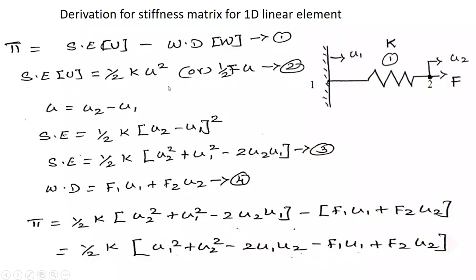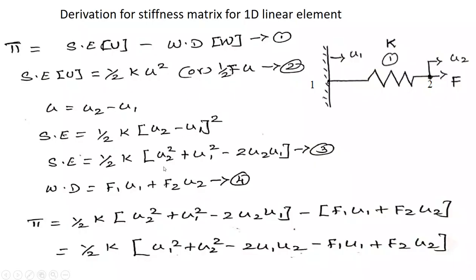Here we are considering displacement as U2 minus U1, because this is the final displacement and this is the initial displacement. The difference between these two values will be the deformation. So for a single element, the deformation will be U2 minus U1. We will substitute this value in the strain energy formula. We know half K U square. So half K, instead of U we apply U2 minus U1, so U2 minus U1 whole square.